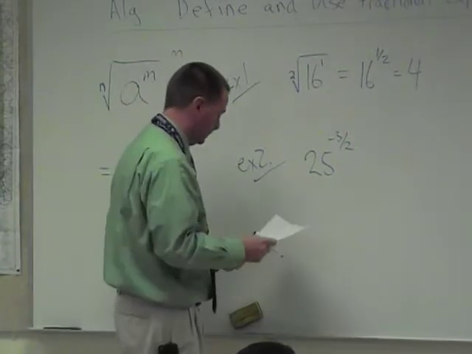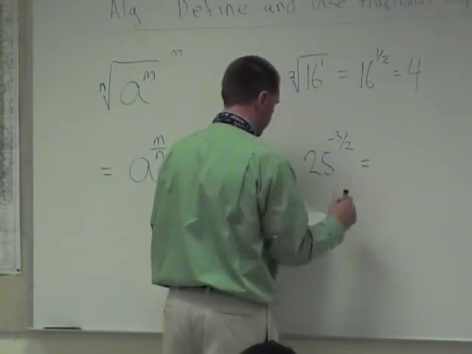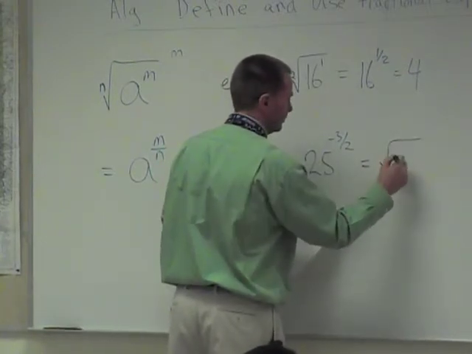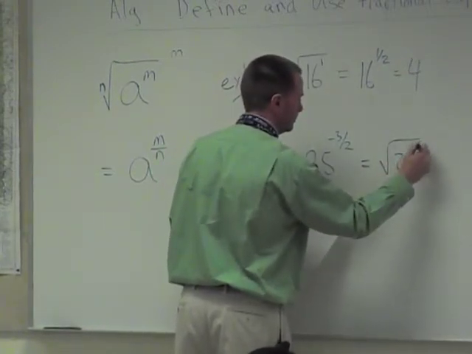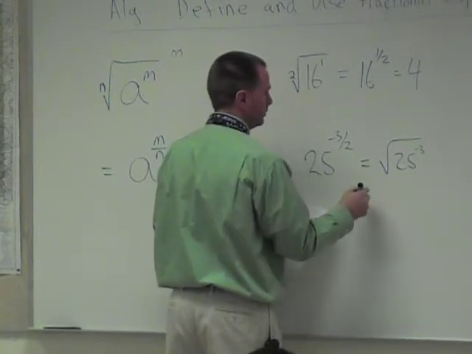Alright, Luke, what do we do? It's the square root of 25 to the negative third. Take the square root of 25, is 5 to the negative third.